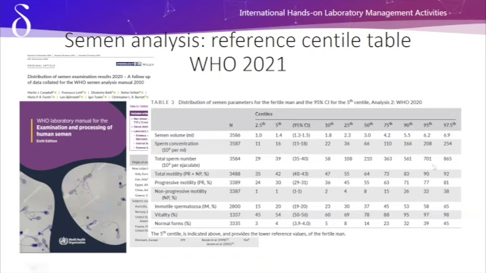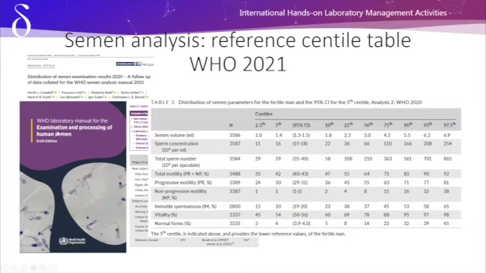And this table reports centiles from the 2nd to the 97th with the values for each of these parameters, that is the semen volume, the sperm concentration, total number, the total motility, progressive motility, non-progressive motility, in situ motile sperm, immotile spermatozoa, viability, and normal forms. That is the morphological evaluation.